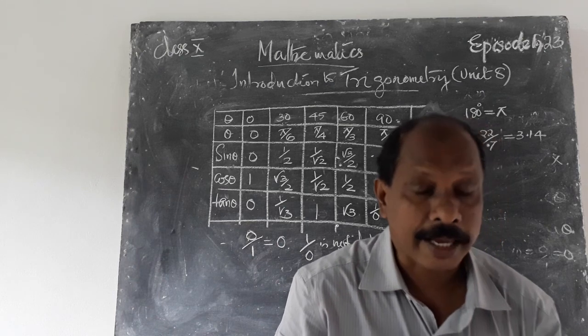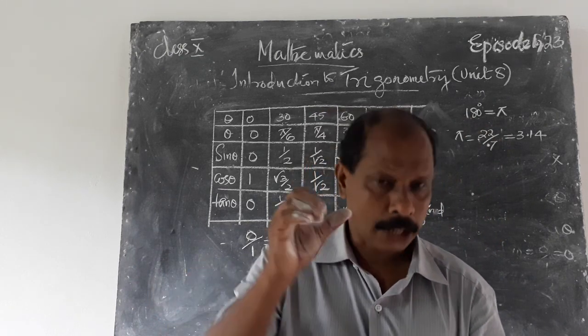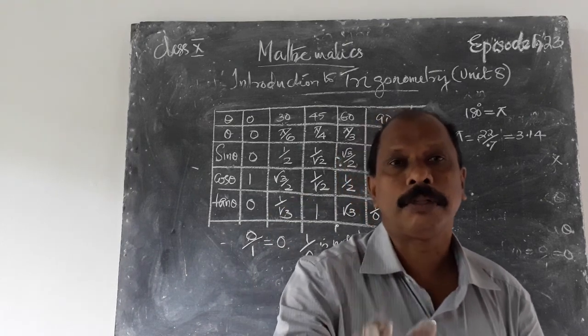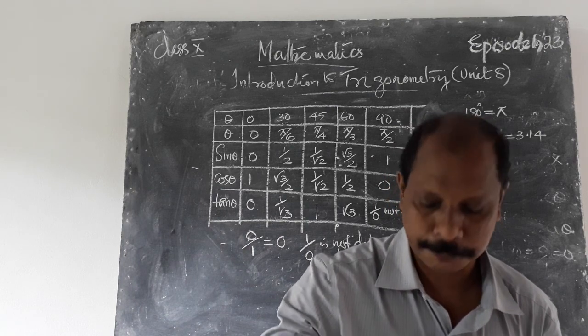But in the higher classes, that is plus 1, plus 2 classes, we know that it is infinity. But now, tan 90 is not defined because 1 by 0 is not defined, but in the higher classes, it is infinity.